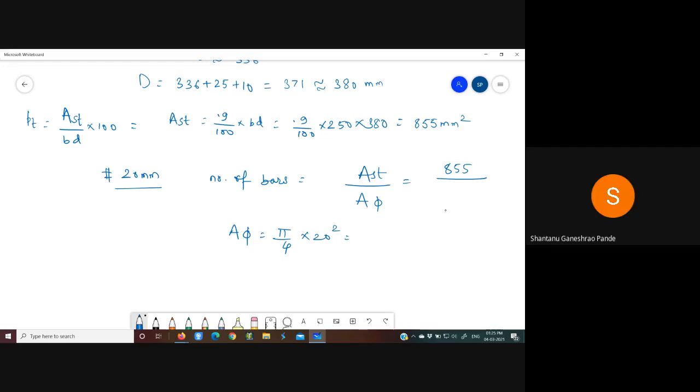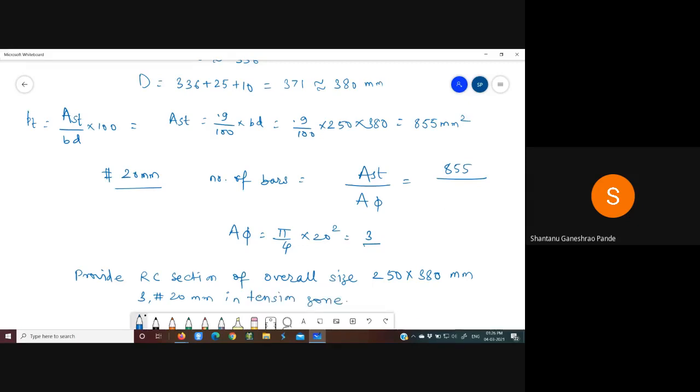Three bars, okay, fine. So at the end you can write down the summary. So provide an RC section of overall size 250 by 380 mm and provide 3 number 20 mm bars in the tension zone. So this completes this design numerical.